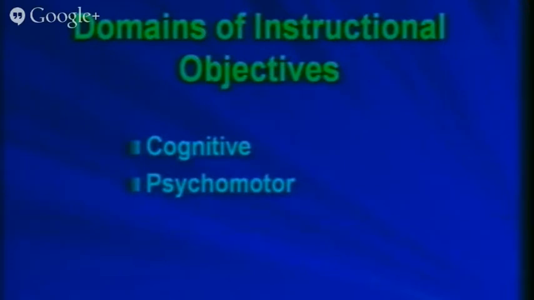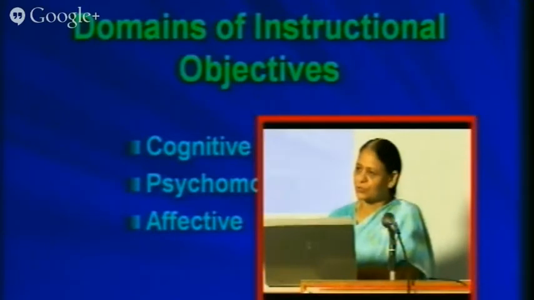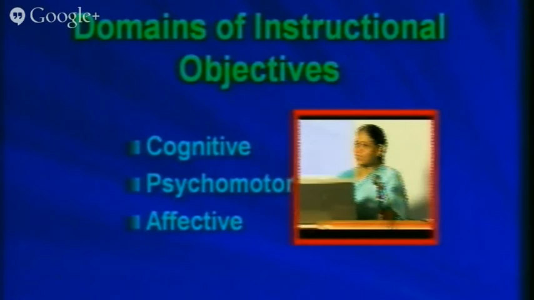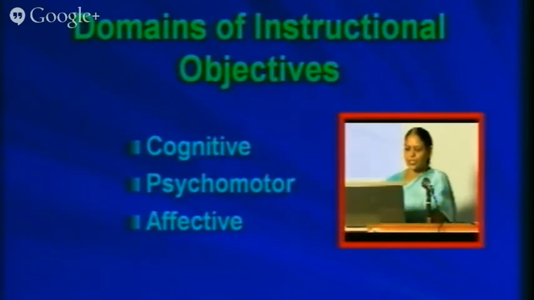The skills which are to be acquired by the students: acquisition of skills comes in the domain of psychomotor. And we also want to develop certain attitudes, so they fall in the domain of affective, domain of instructional objectives. This classification has been given by Benjamin Bloom. Bloom tried to classify all the instructional objectives into three categories. First, cognitive, dealing with acquisition of information or enhancement of knowledge; psychomotor, acquisition of skills; and affective, dealing with attitudes and values. So we'll deal with these three in a little detail.